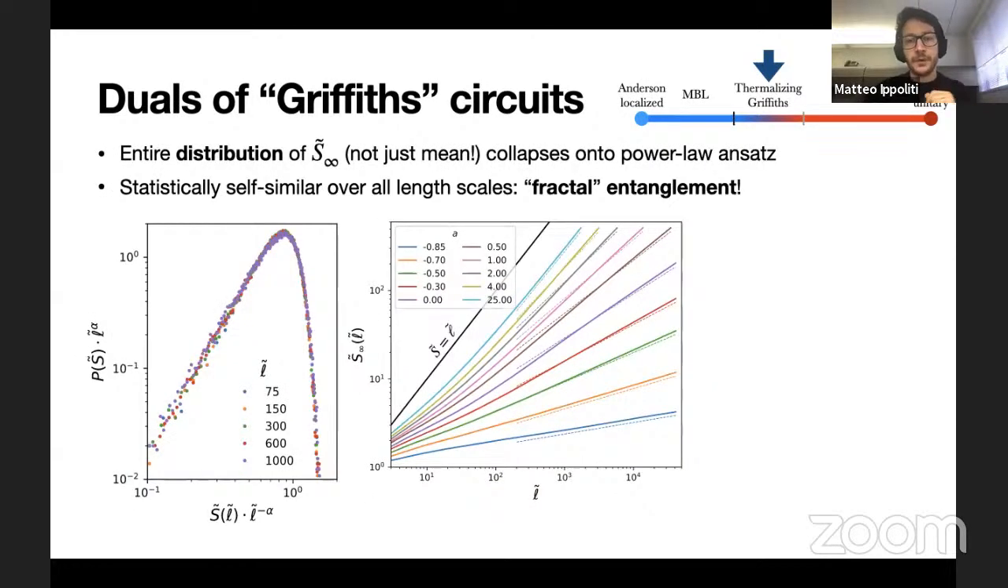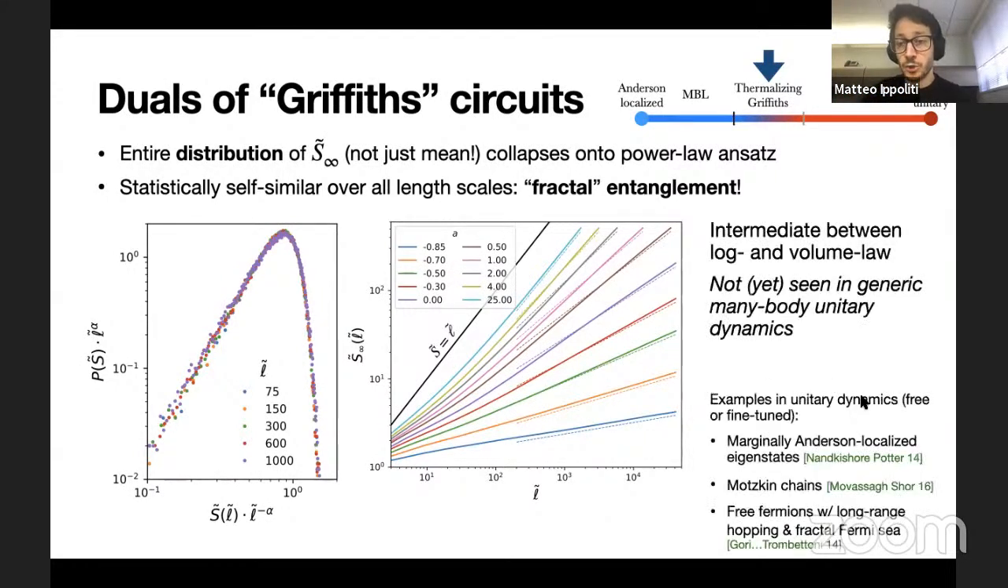And also, in terms of what these fractional power laws mean, it's not just the mean of the entropy, because obviously we have randomness in the setup and we need to average over it. But it's not just the mean of the entropy that's exhibiting this very unusual power law scaling, but its entire distribution obeys the scaling collapse as a function of subsystem size. So if you rescale it by a suitable power law subsystem size, the entire distribution collapses. And that means that not just the mean, but all the moments are statistically self-similar over all length scales.